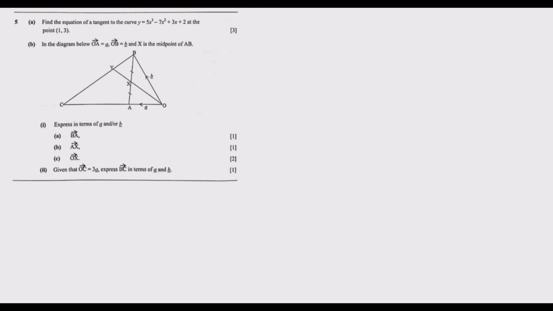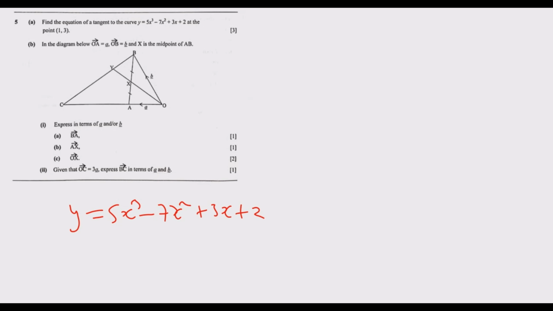Question 5 reads: find the equation of a tangent to the curve y is equal to 5x to the power 3, minus 7x squared, plus 3x plus 2, at the point (1, 3).